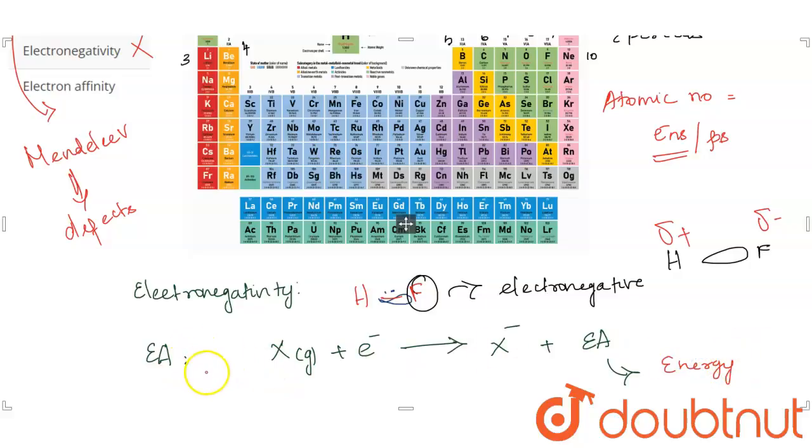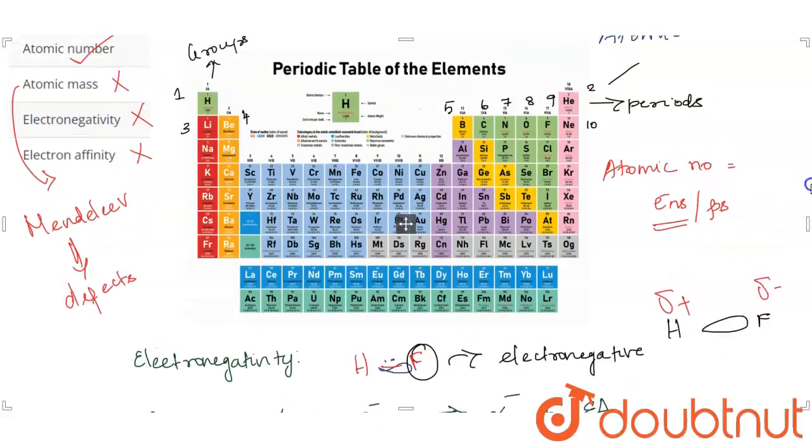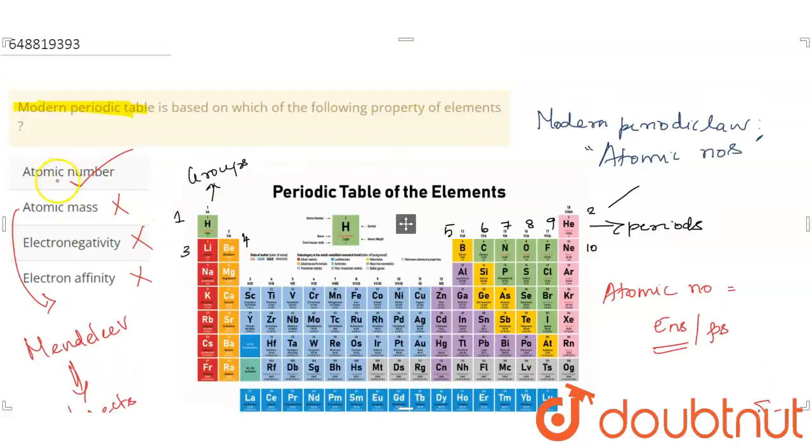So electron affinity is the energy released when an electron is added to a neutral gaseous atom in its isolated state. Again, this has nothing to do with the modern periodic table; it is just a property of an element. The correct answer for this question, as already said, is option A, atomic number.